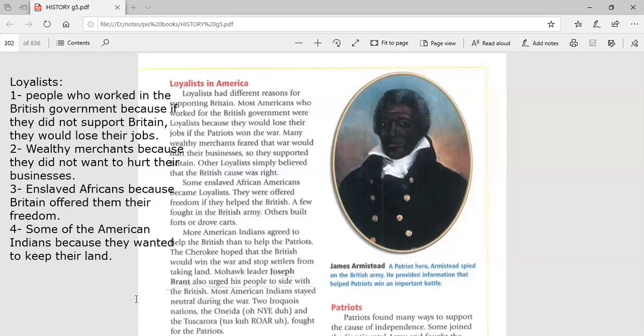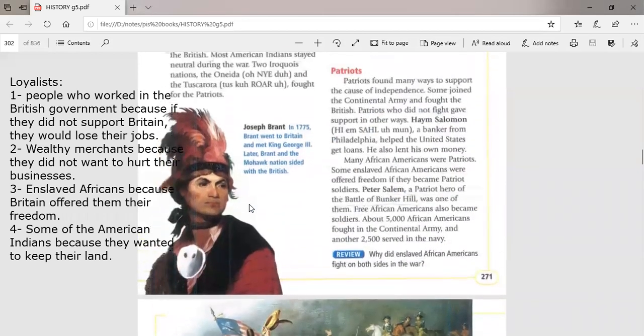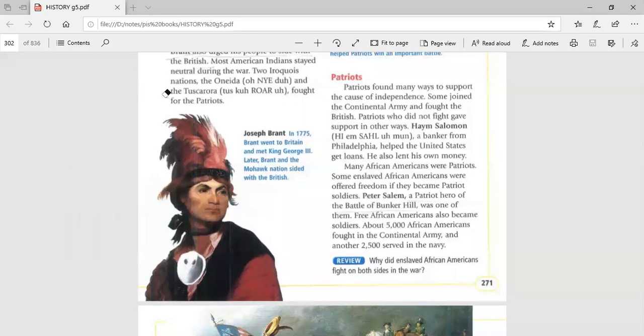What about the patriots? Okay, let's now speak about the patriots. Just 1 minute, move to the next page. The second paragraph here is speaking about the patriots. Okay, let's see what this paragraph tells you. Okay, guys, listen. What about the patriots?